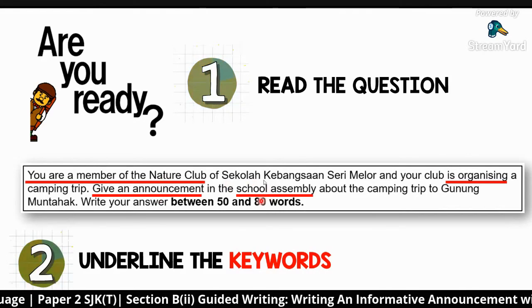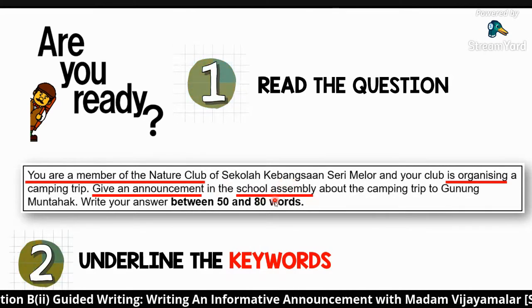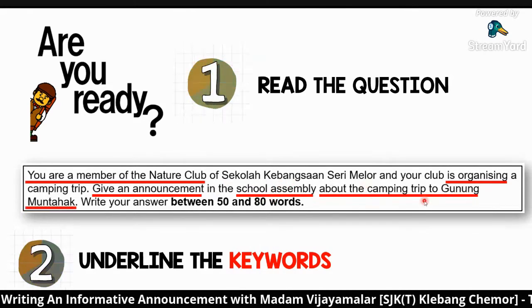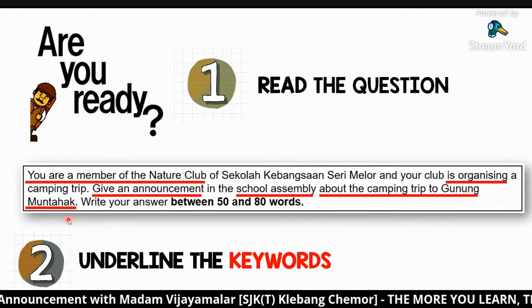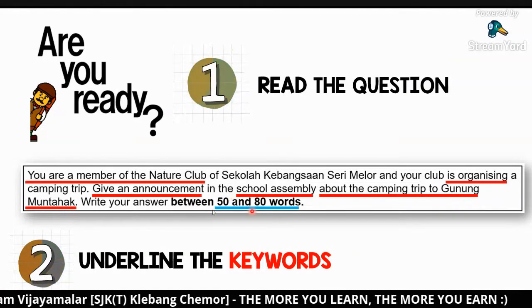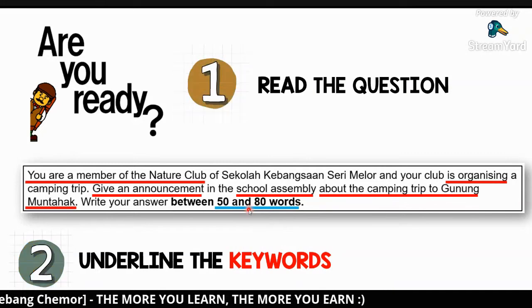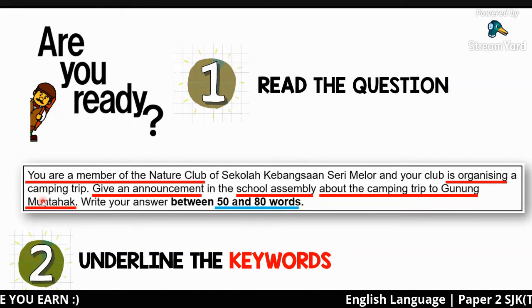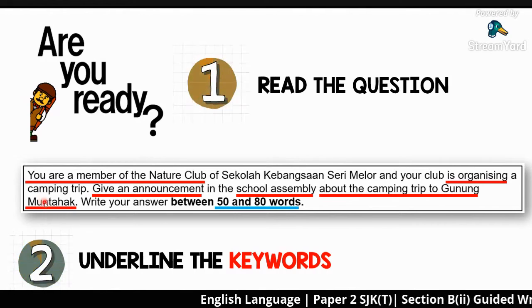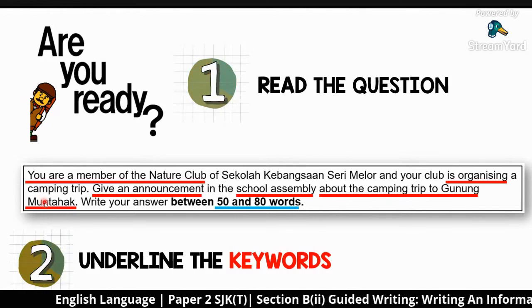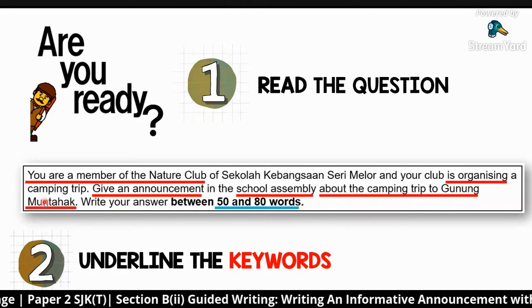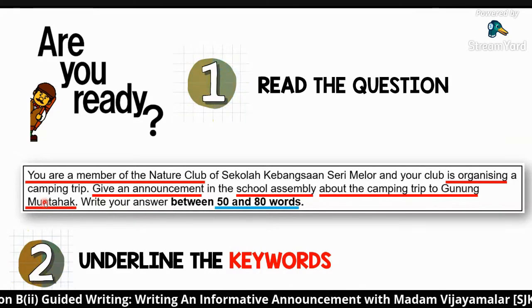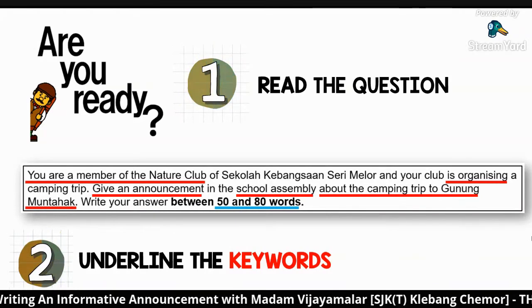School assembly, in the school assembly, about the camping trip to Gunung Muntaha. 50 and 80 words. Okay, so did you get it? All right, I'm going to give you 5 seconds to go through it again. 5, 4, 3, 2, 1.